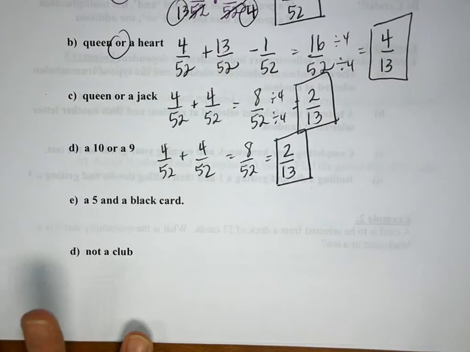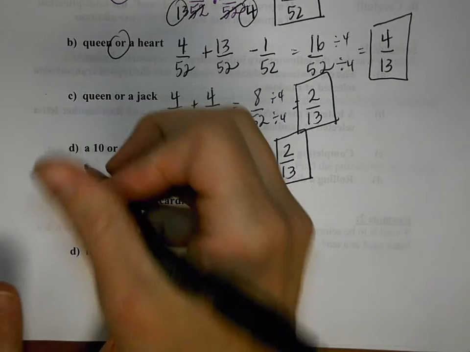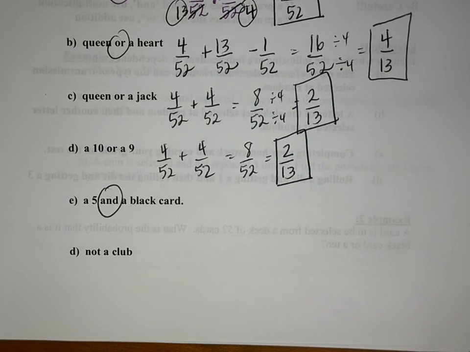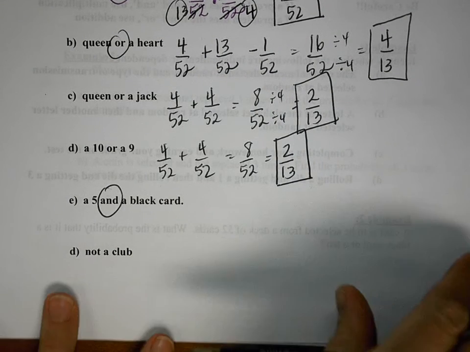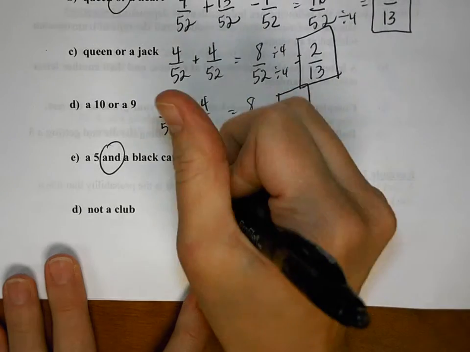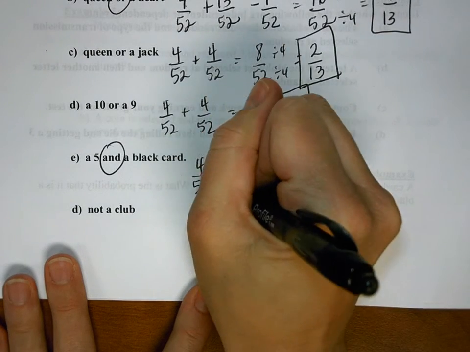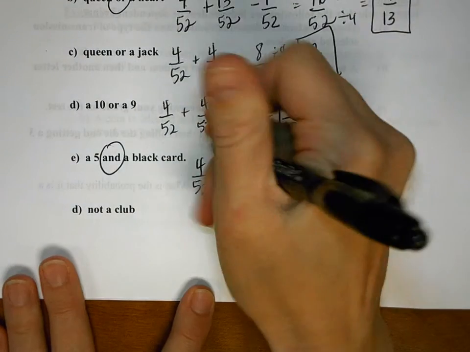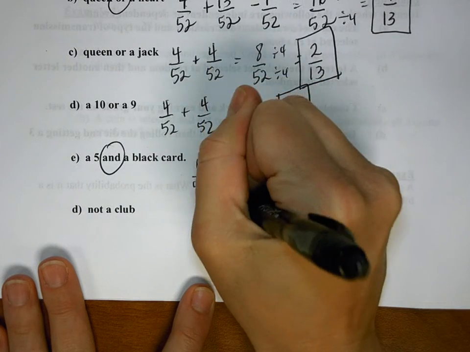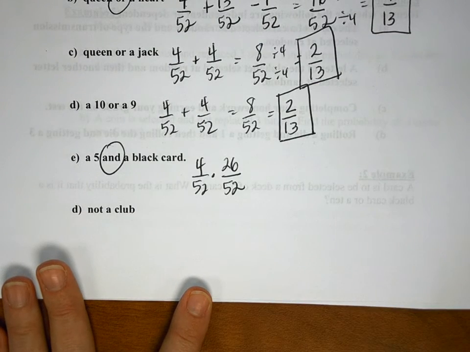Okay, a 5 and, pay attention, there's an and. So we don't have to worry about overlapping. How many 5s are there? 4. 4 out of 52 times, how many black cards? 26. Good. 26 out of 52, or you can write 1/2.